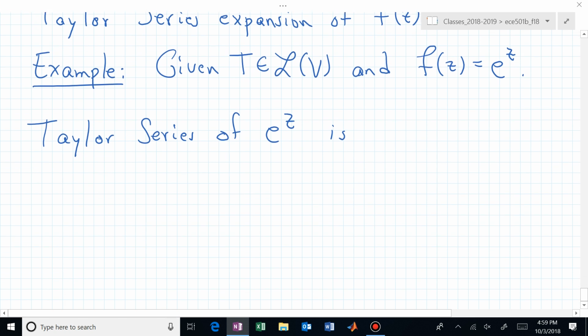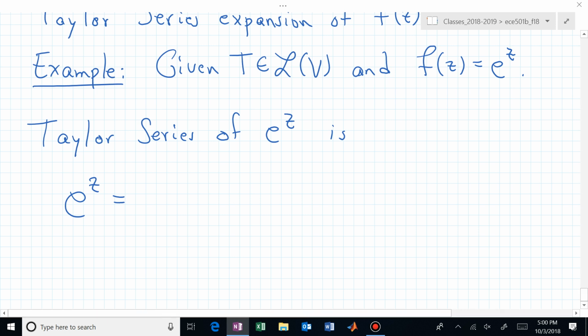And what's the Taylor series of e to the z? Remember, e to the z is nice to differentiate, isn't it? If we differentiate e to the z with respect to z, what happens? We get e to the z. So now we can differentiate this at will to give us e to the z at z equal to 0. We're now doing a Taylor series, so we're expanding about z equals 0.